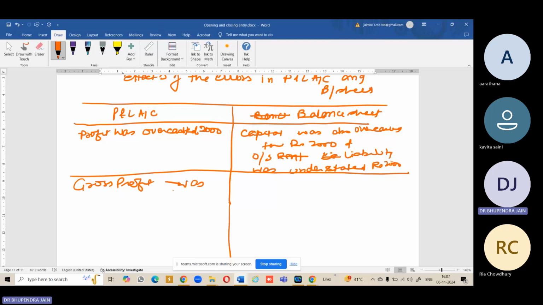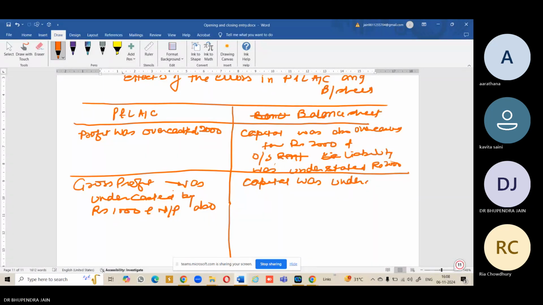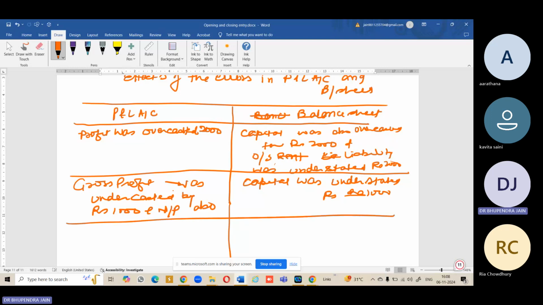Gross profit was undercasted by rupees 1,000 and net profit also. Whenever your net profit is less, your capital amount will also be reduced. So in the effect on the balance sheet, the capital account, the capital was also understated by rupees 1,000. This is the effect.